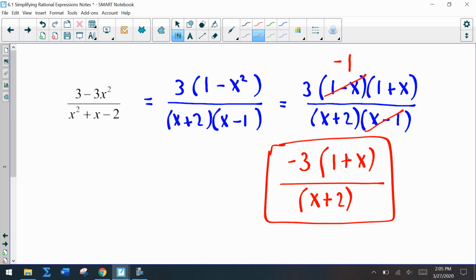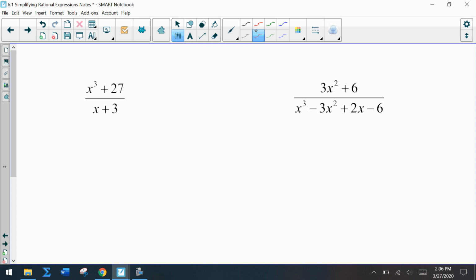You do not have to remultiply everything out in your final answer. You can leave it in factored form. So just keep that in mind. Once you factor, keep everything as factors. Okay, let's look at this numerator. What do you notice about this?